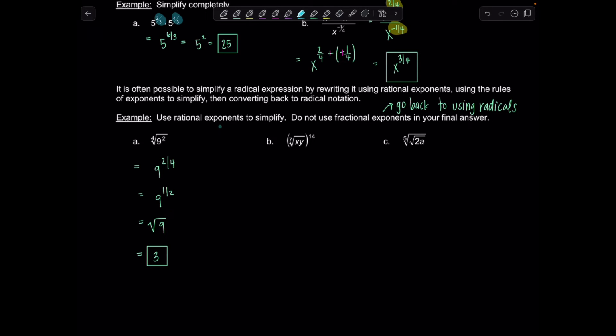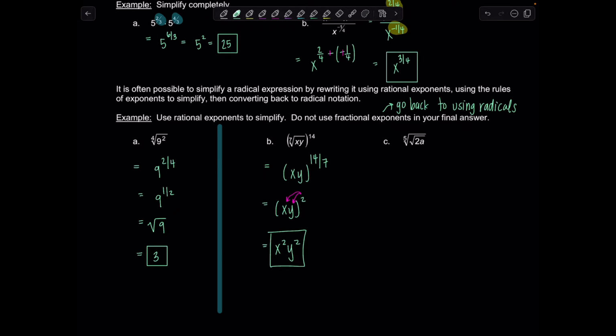Next one, 7th root of xy to the 14th. So start off, you can rewrite this as xy raised to the 14 over 7, right? So that's xy raised to the 2nd power. And then we know we can distribute that exponent through. So this ends up as x squared y squared. Perfect. There we go. There we go.